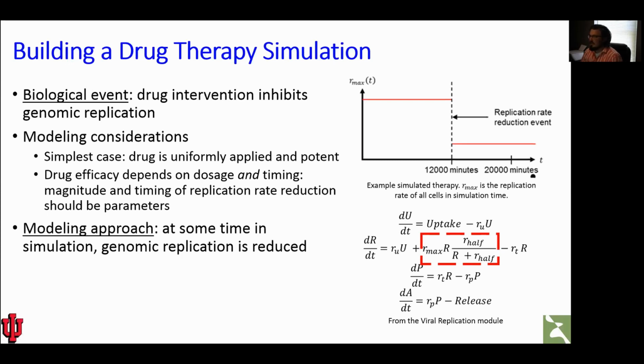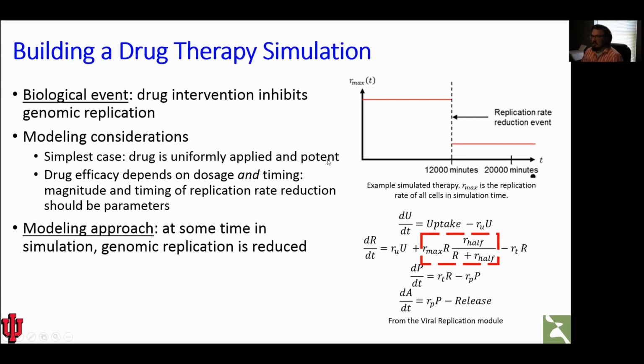And as we discussed previously and in the last session, in our drug therapy simulation, we begin with our baseline parameter set for this coefficient, Rmax, just as every other coefficient in the baseline parameter set. And then at some time in simulation, that coefficient will be reduced, and this simulates a drug intervention. In the very simplest case, we can say that this is uniformly applied and instantaneously.